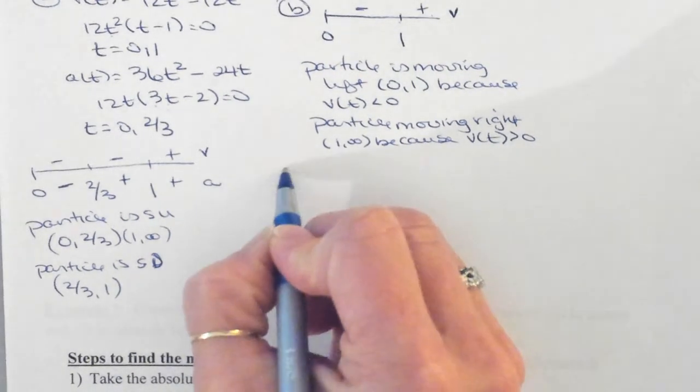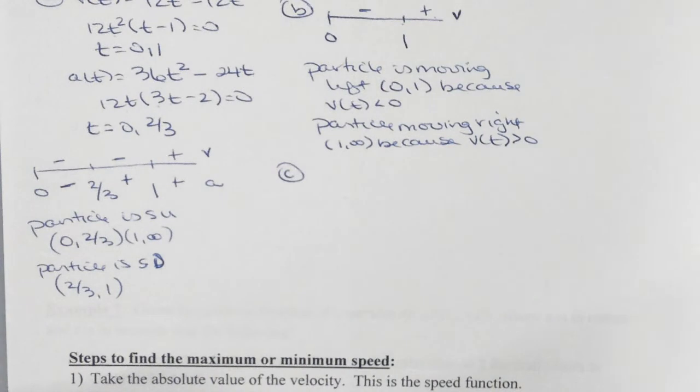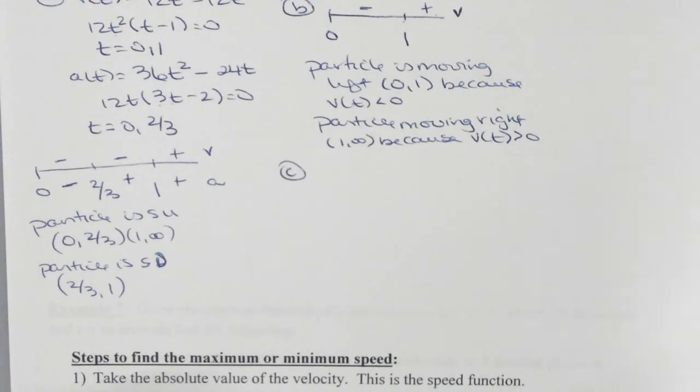Okay, part C. We want to find the total distance traveled from times 0 to 3. So I have some critical numbers from both velocity and acceleration. Am I using all of them? No. Ben is saying no. Jay is saying no. Which one do I use? Velocity, acceleration. Which one? Velocity.